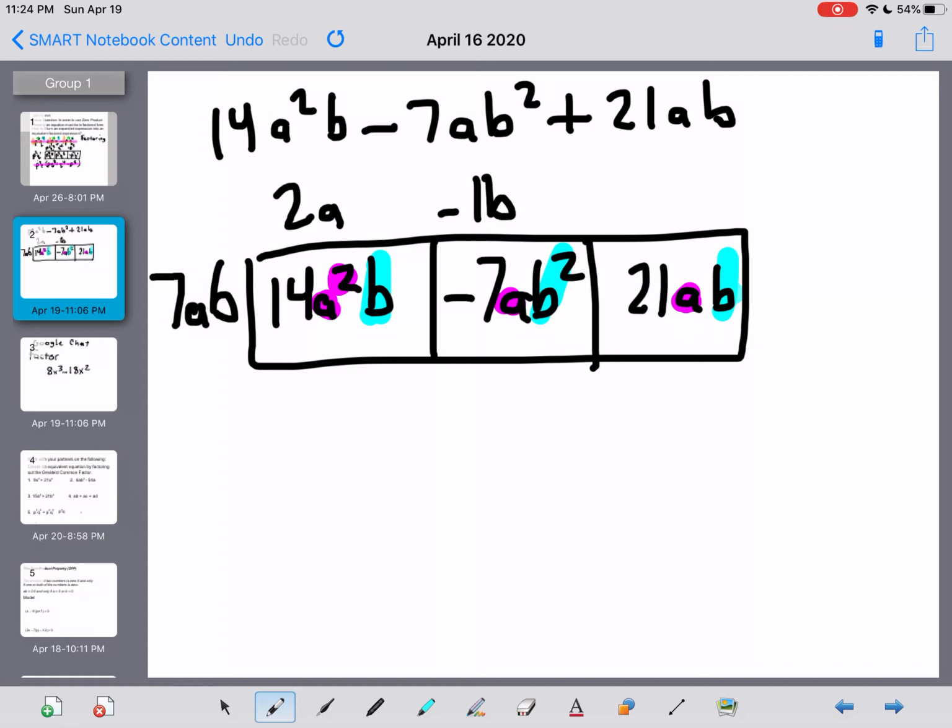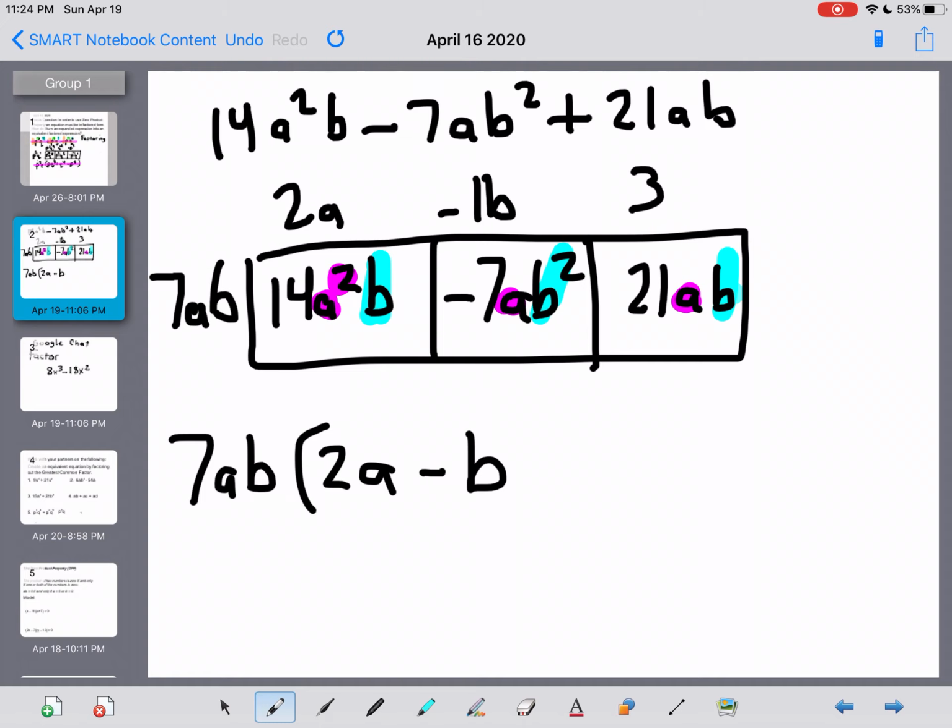And to go from 7ab, what do I need to multiply that by to get 21ab? That would be 3. 3 times 7 is 21. The A and B are already accounted for. So here we go. 7ab times the quantity of 2a, and that second term is minus 1b, it's the same as saying minus b, and then plus 3.